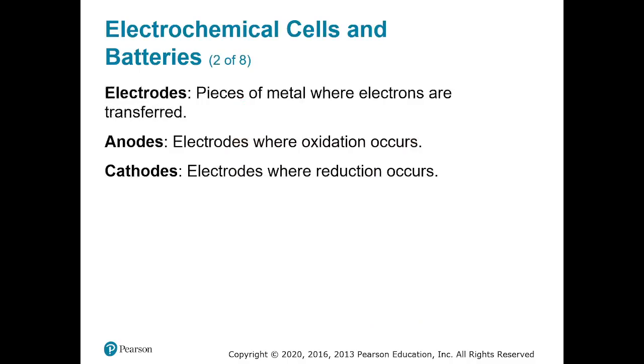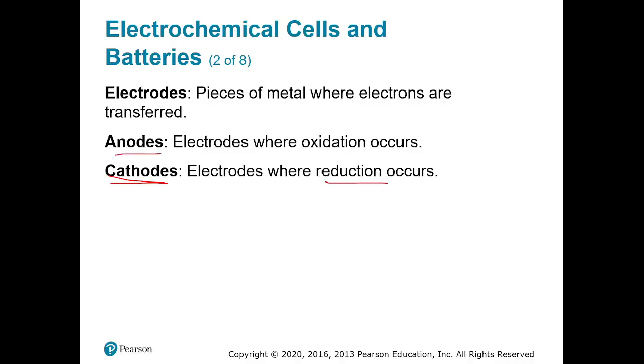So electrodes, these are going to be pieces of metal where the electrons are going to be transferred. Anodes are going to be electrodes where the oxidation occurs. Cathodes are going to be electrodes where the reduction occurs. One of the kind of easy ways to help you out here is that reduction is where you gain electrons. Cations are positive things that would want to take electrons. And so the cathode is going to take cations and put electrons on them for reduction.